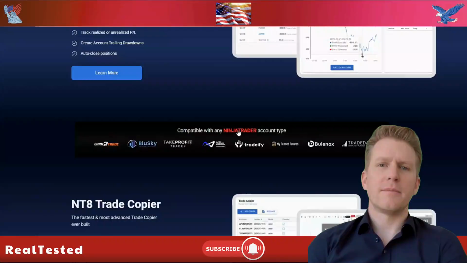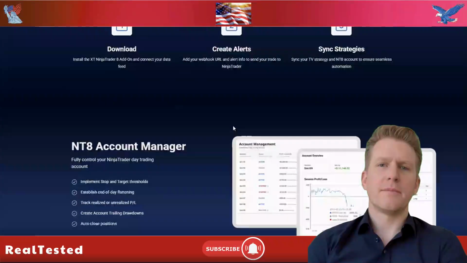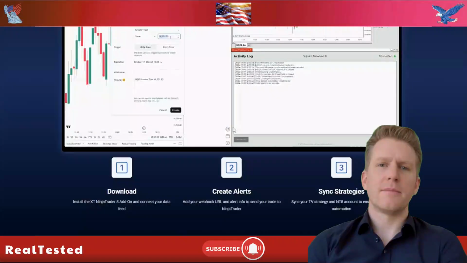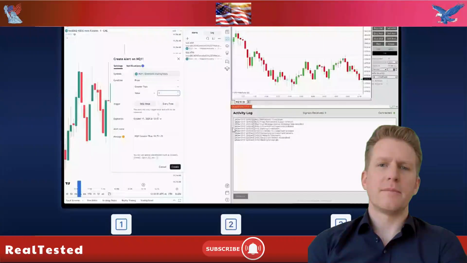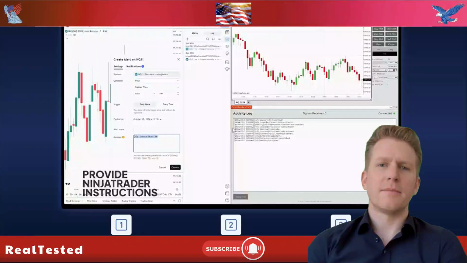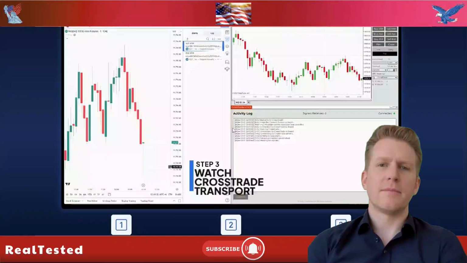In summary, CrossTrade is a powerful tool for serious traders who need speed and multi-account control. It takes some setup, but for those who value reliability over a plug-and-play fantasy, it is definitely worth considering.